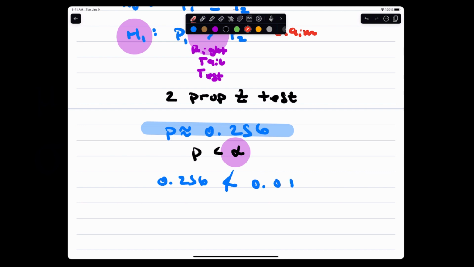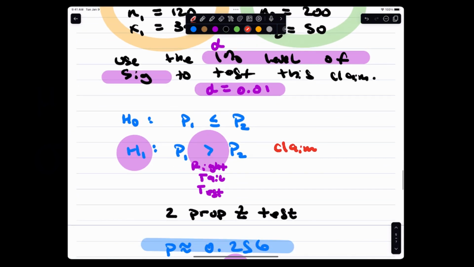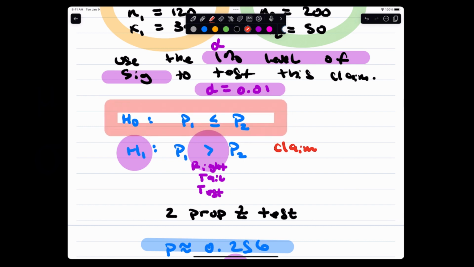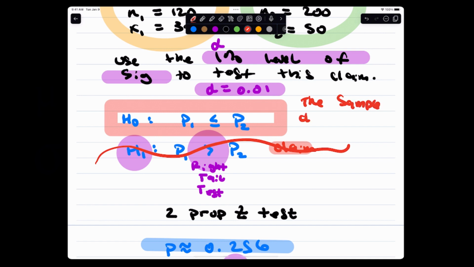So what does that mean? We have to keep the null. All right, you must keep the null then. If you keep the null, go find the null and hug it. Keeping the null means you're getting rid of the alternate. What did you get rid of? The claim. What does it mean about your claim? The sample does not support the claim.